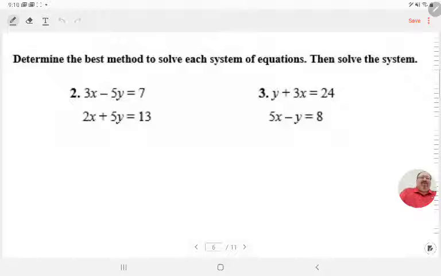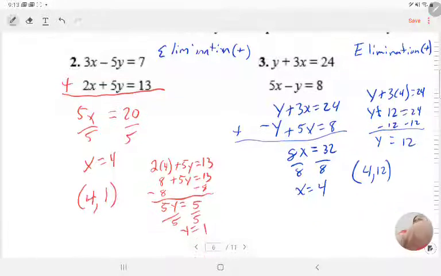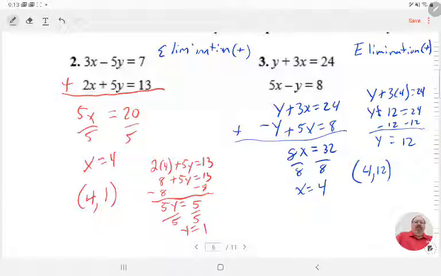So here are 2 more examples for you to try. It says, determine the best method, then solve the system of equations. Try both of these and see what you come up with. So let's see how you did. For the first one, I would do elimination by addition. When you added them, you would end up with 5x equals 20. Divide both sides by 5, and you get x equals 4. Substitute 4 in, and you're going to get y equals 1. So you'd have a solution set of (4, 1).